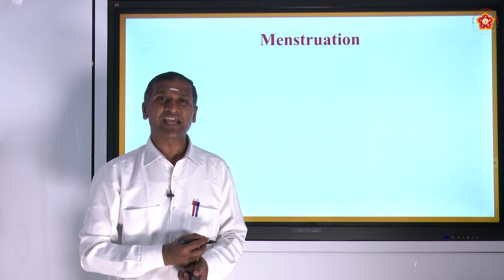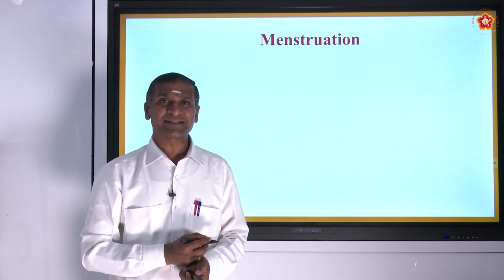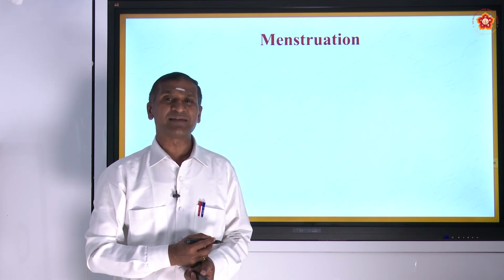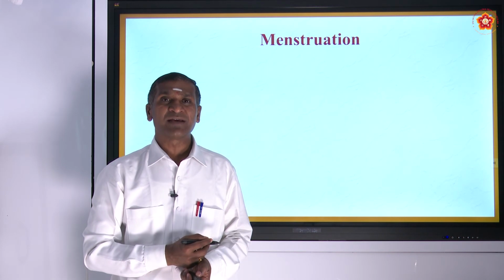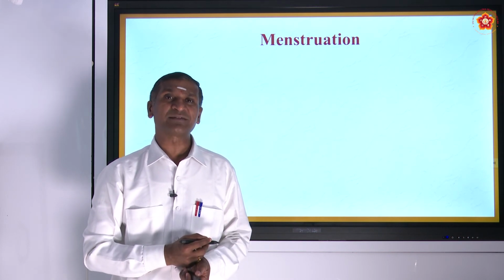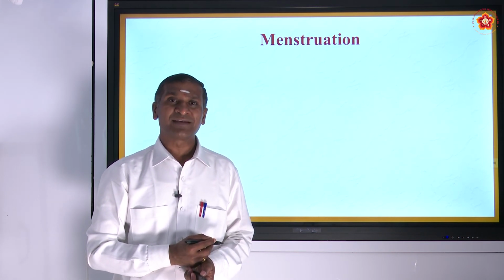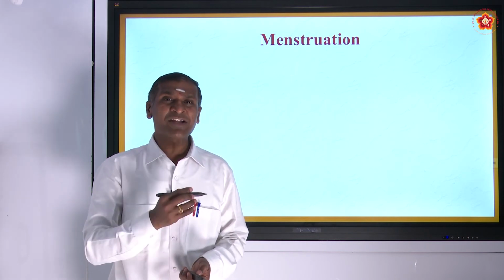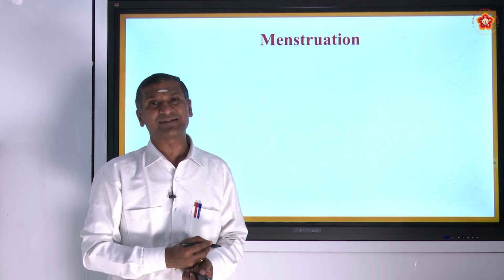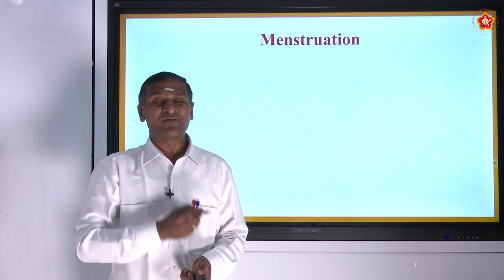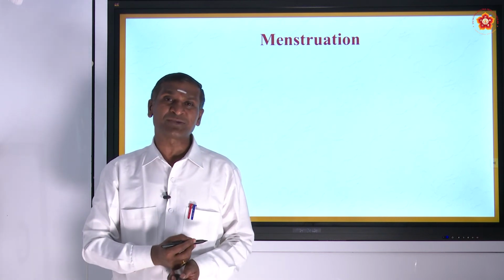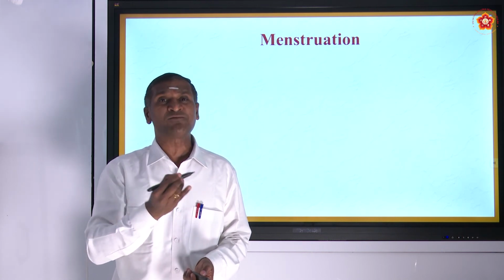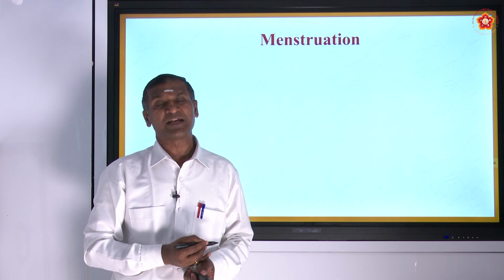Among all these Devo Bhava, the first is the Matru Devo Bhava. Mother is God, because mother takes birth twice. Once when she is born as a child, and the other when she gives birth to another child. When can she give birth to another child? Only when she reaches the stage of menstruation.